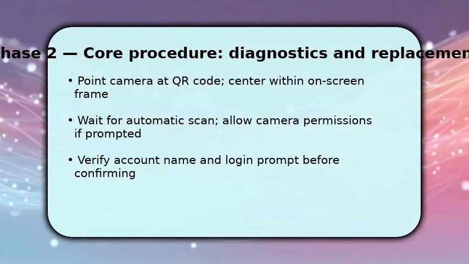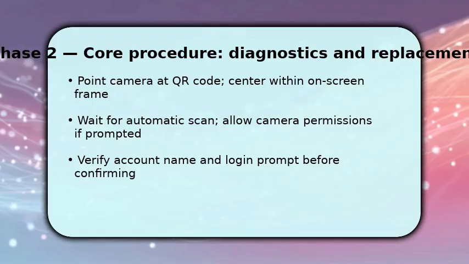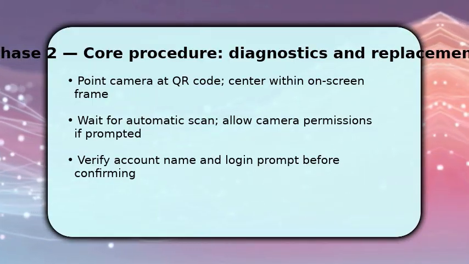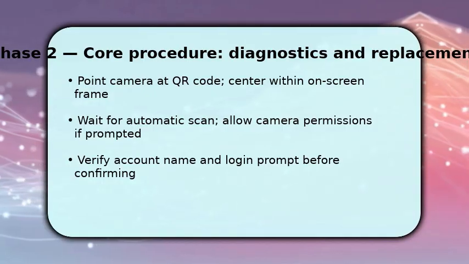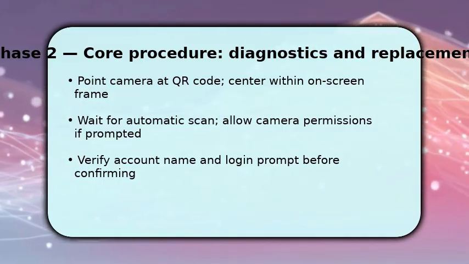Once your scanner is active, point the camera at the QR code and center it in the on-screen frame. Hold for a second or two. If the app asks, allow camera permissions. Without them, scanning fails. When TikTok reads the code, you'll see an account name and a login prompt.